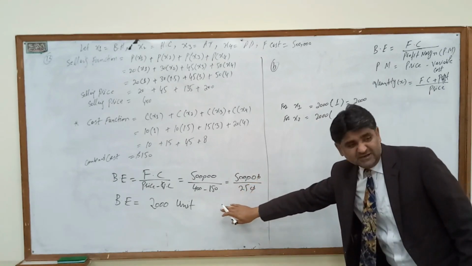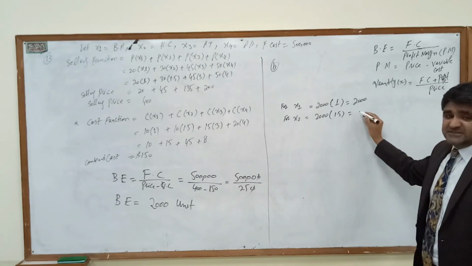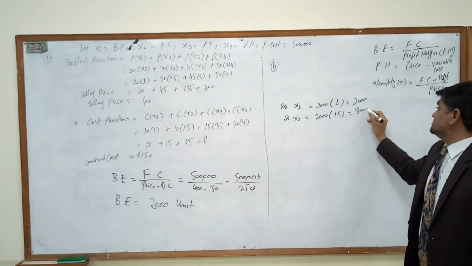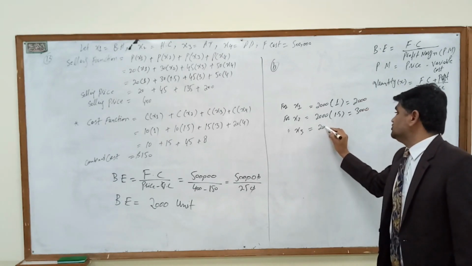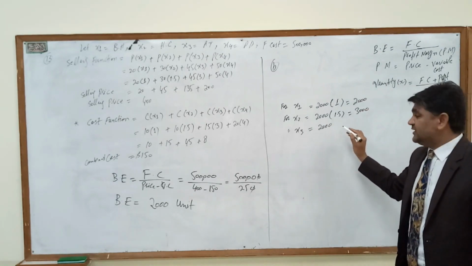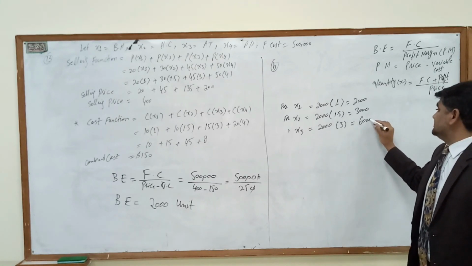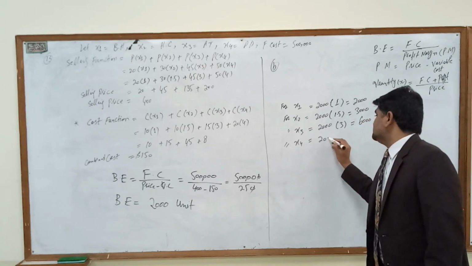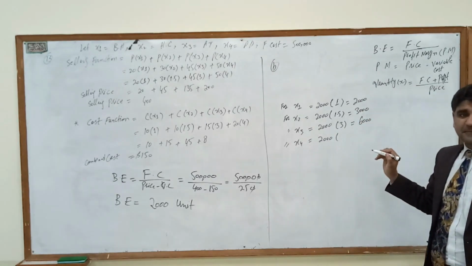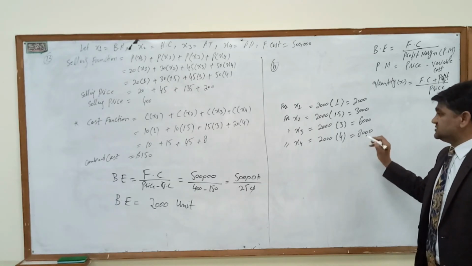2000 is the overall combined function. How many units? 1.5. Its value is 3000. What's next? For X3, 2000 is fixed and how many units? 3. Six, what's the value? 6000. For X4, 2000 is the quantity multiplied by 4, which is equal to 8000.